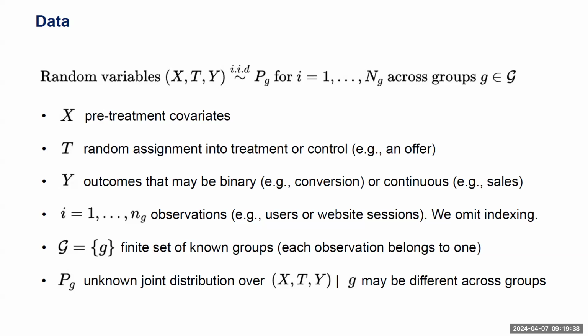We have a set of groups, which is known and finite, and can be big. Like in the Booking example, it's about 200. It's all the countries they're active in. And then these random variables are sampled from an unknown joint distribution, conditional on each group, right? So the joint distribution of the data might vary completely arbitrarily across groups because people from different groups are different.